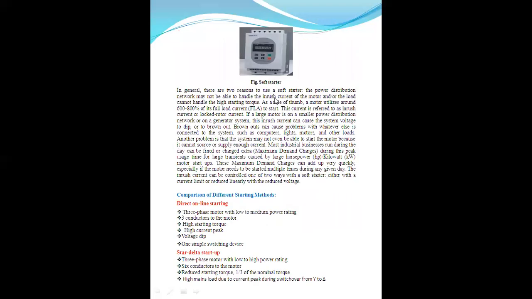So in general, there are two reasons to use a soft starter. The power distribution network may not be able to handle the inrush current of the motor, and the load cannot handle high starting torque. As a result, the motor uses around 600 to 800% of the full load current to start. This current is referred to as inrush current or locked rotor current. If a large motor is on a similar power distribution network or a generator system, this inrush current can cause the system voltage to dip or to burn out.